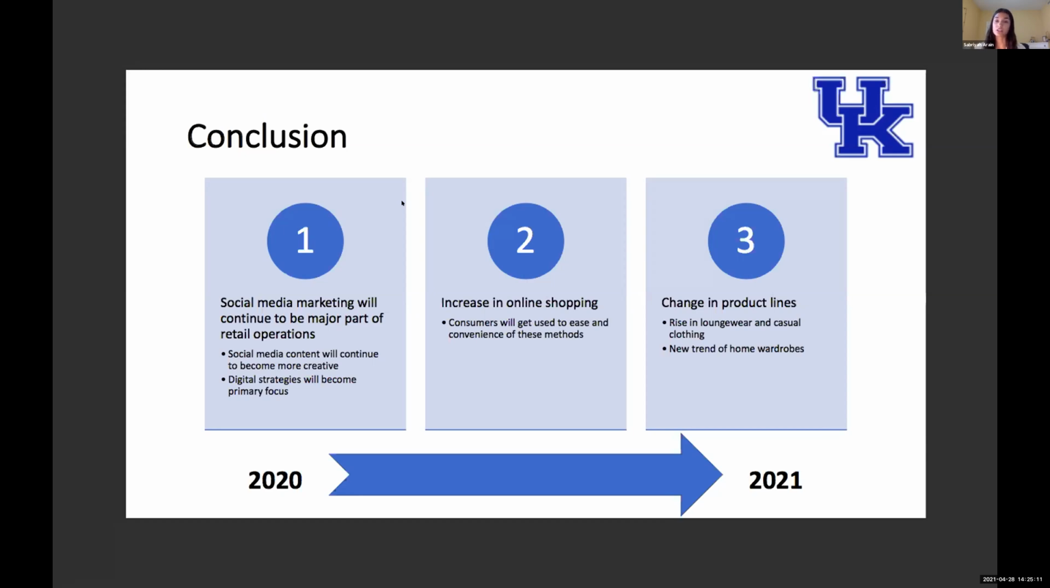And then last, there will be a change in product lines. There will be a rise in loungewear and casual clothing that began during the pandemic, and there will likely be a new trend of home wardrobes that many retailers will adopt.